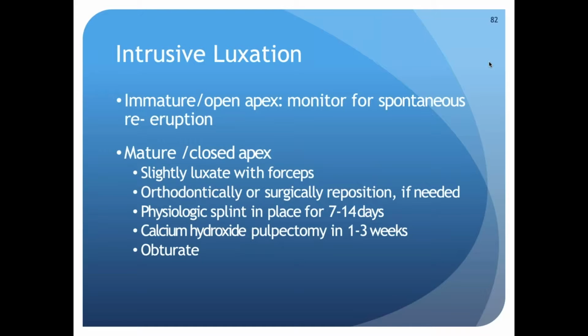We're going to put them in a physiologic splint for a week to 2 weeks. And then at about 1 to 3 weeks, we want to start thinking about doing a calcium hydroxide pulpectomy and then obturating. Now, why is that? When you've intrusively luxated, we've crushed the blood supply to the tooth. And so, as one of my endo mentors said, it's lost its ability to protect itself because no inflammatory cells can get in there and protect it from bacteria. So it is going to become necrotic at some point. And we know that if we do vital root canal therapy, we're going to have better outcomes if it's necrotic. So, we're going to splint this, get it back into place, and then just go ahead and do the pulpectomy at some point before the patient becomes symptomatic.